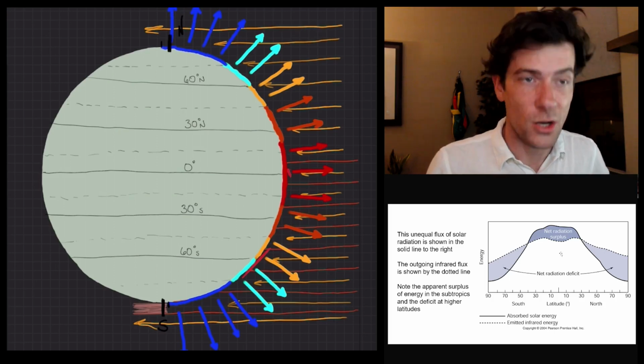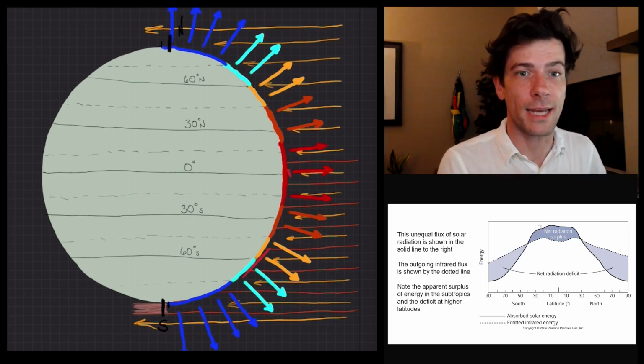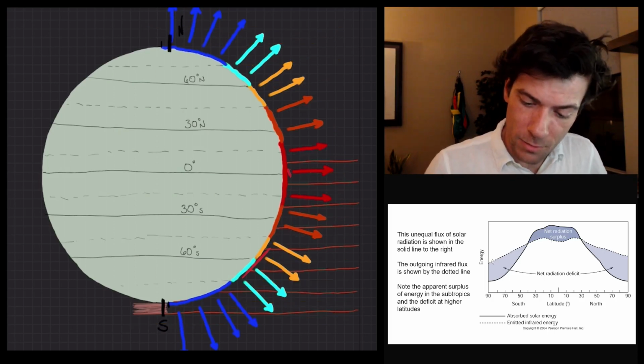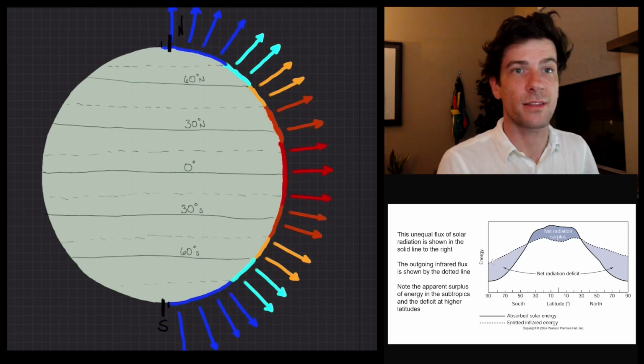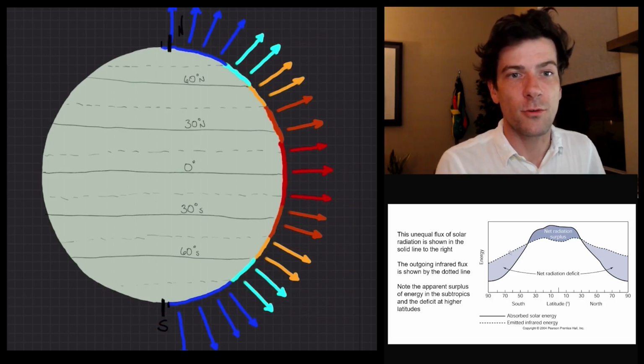If we look down here again at this slide, it's getting a little busy, so we can just leave it at that. The outgoing infrared flux is shown by the dotted line here. Energy is the vertical axis, and there's more energy leaving the system in the tropics, being emitted out to the atmosphere, than at the poles.